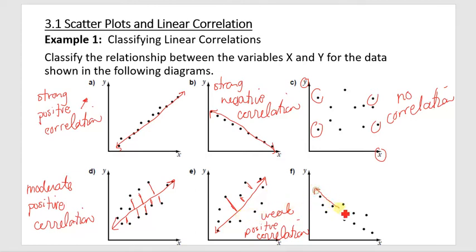And then F, we see it's negative. I would say either negative strong or moderate, because those are pretty close. All of these are pretty close. So let's say even moderate. Let's go moderate negative correlation. And it's negative because, again, it's moving down to the right.